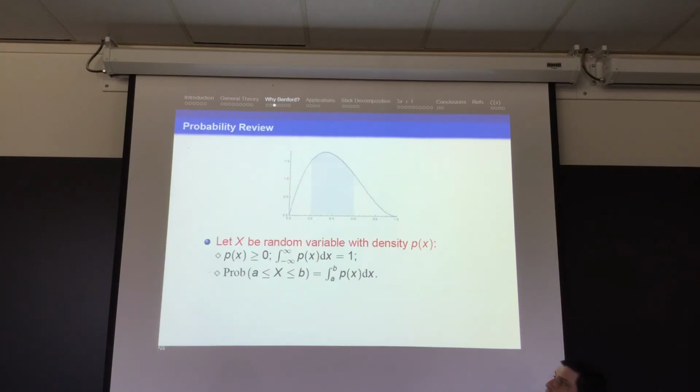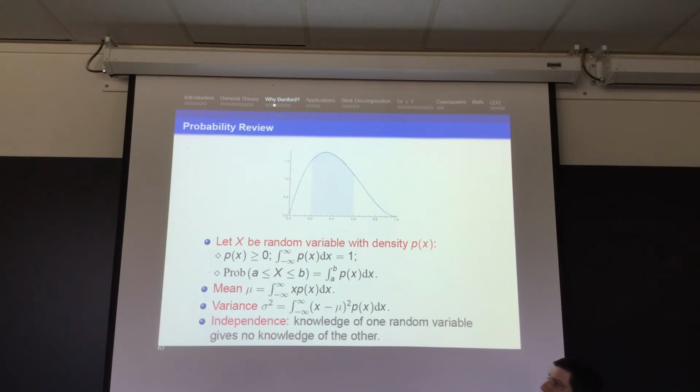So quick probability review: area under the curve is the probability I take a value between those events. P of x is non-negative, it integrates to 1. The mean is the integral of x p of x, the variance is how spread out you are.